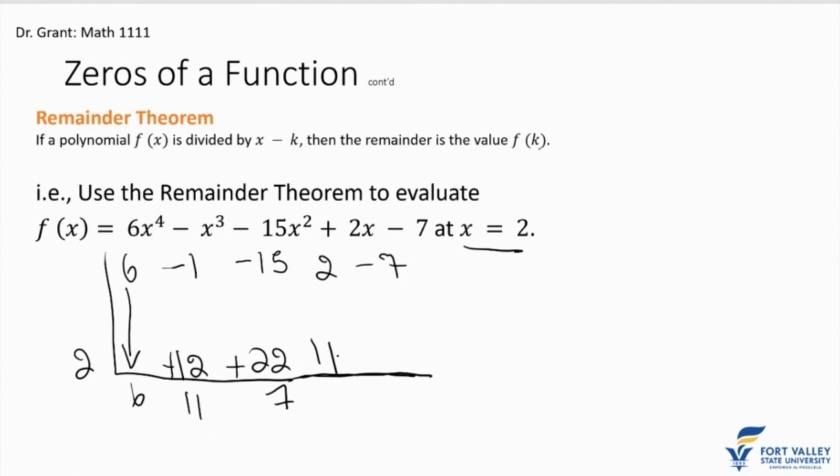2 times 7 is 14. If we add this, we get 16. And 2 times 16 is 32. And our remainder would be 25.